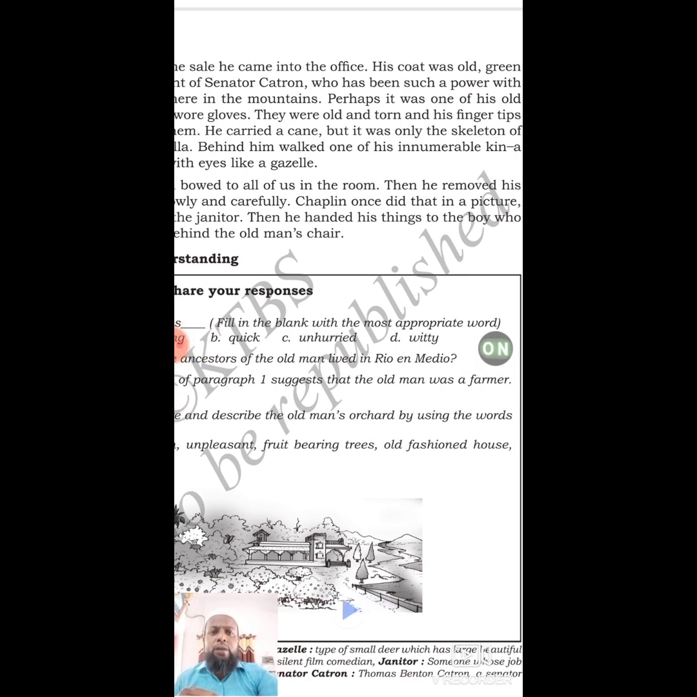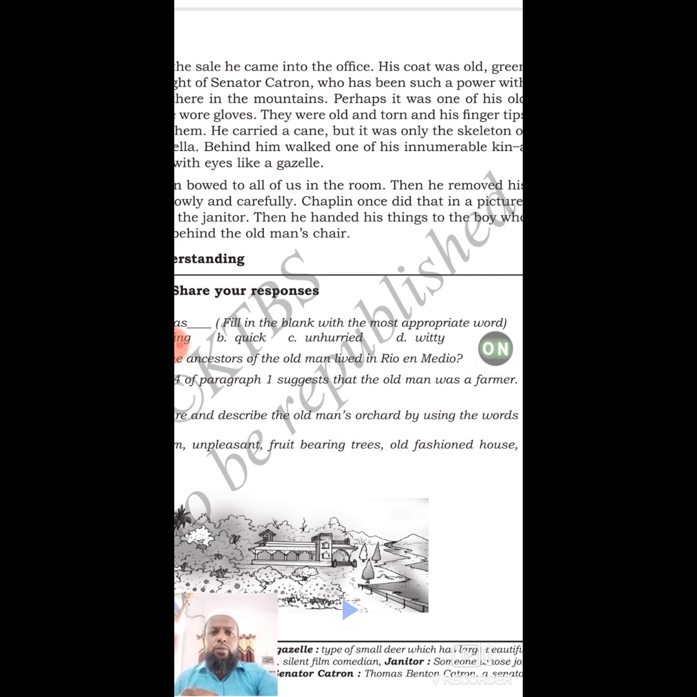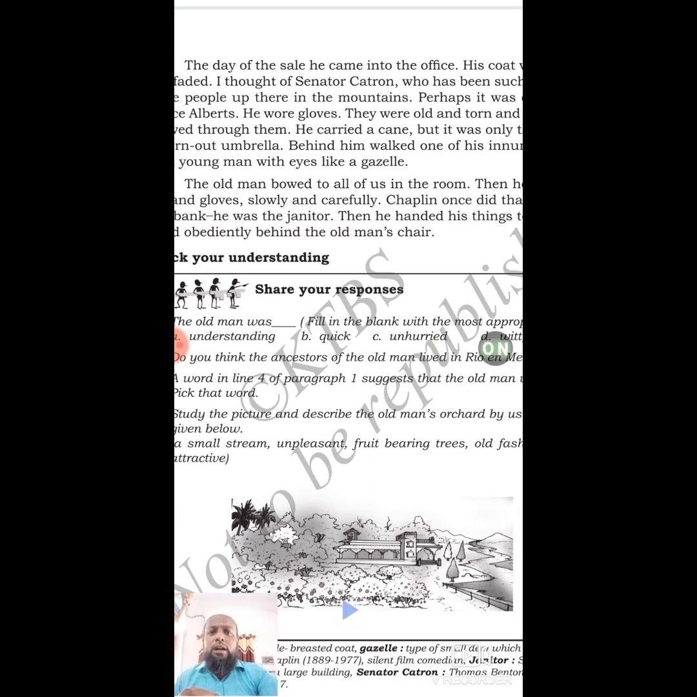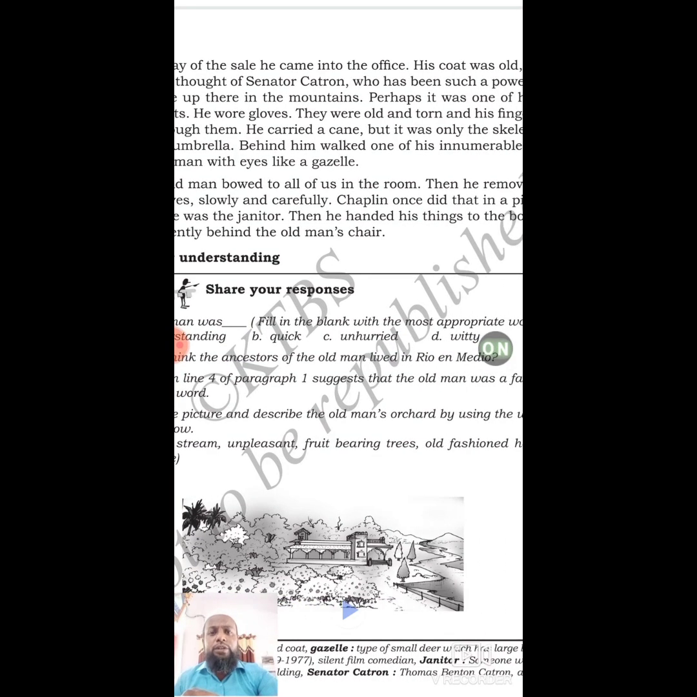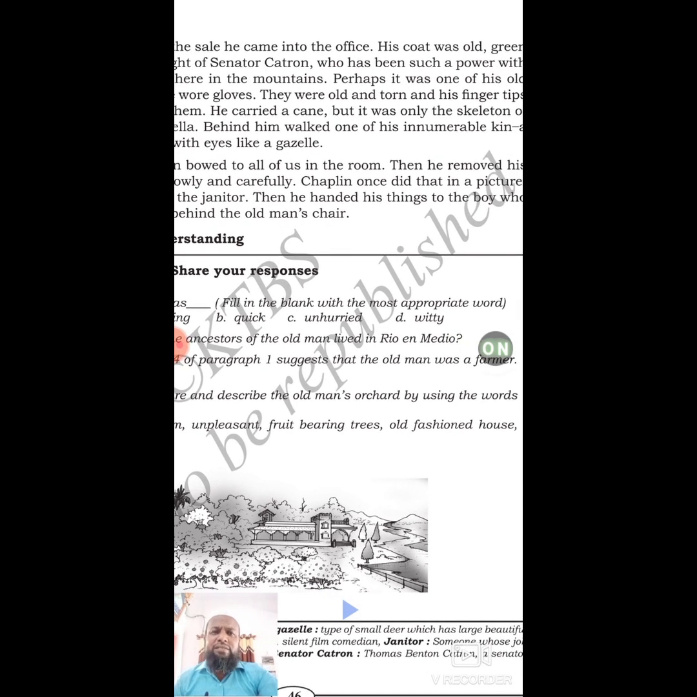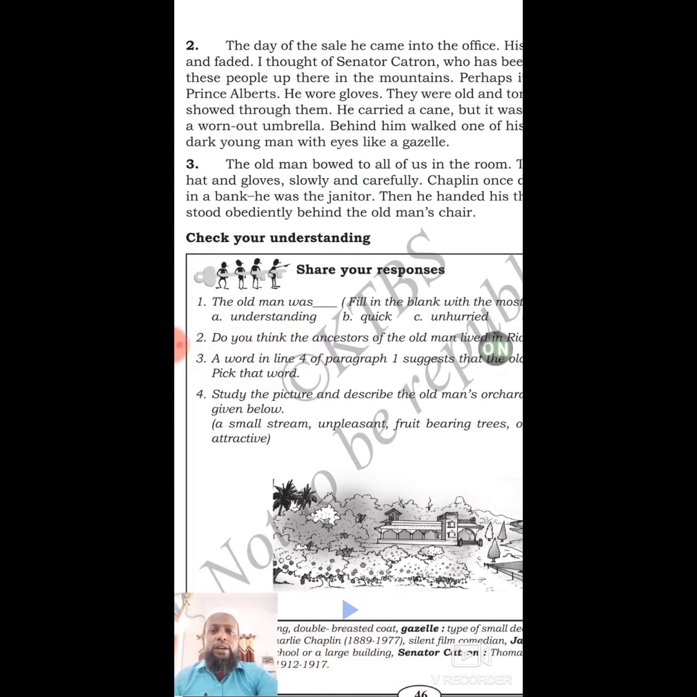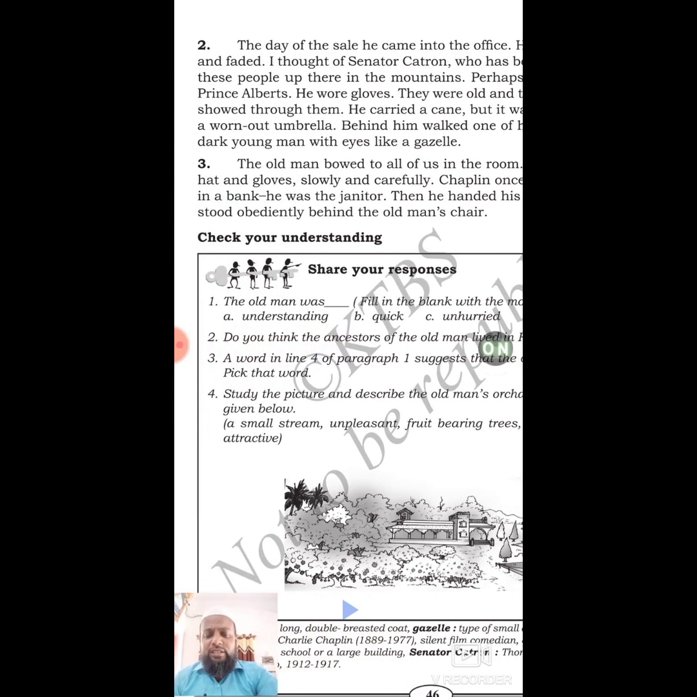Now, such a power. Who has been such a power with these people up there in the mountains, perhaps? So he's an elder, he's having power. He was an elder person, having authority, things which he can have control over, we can say. It was one of his old Prince Alberts, a long double-breasted coat Prince Albert is wearing. It is given as the example, the same thing he is wearing.